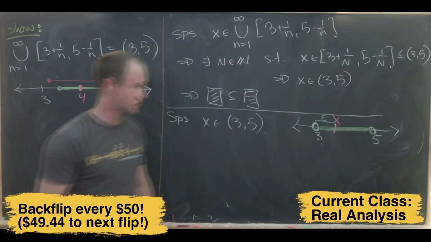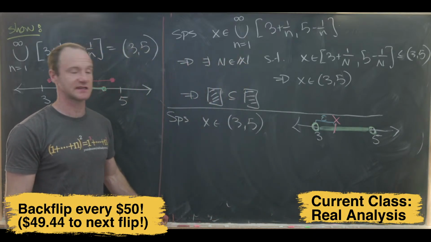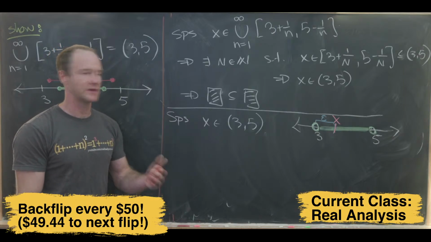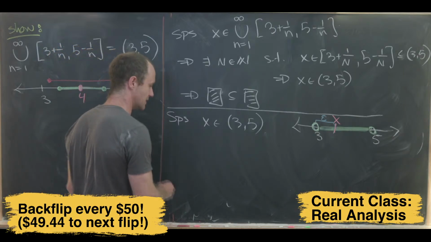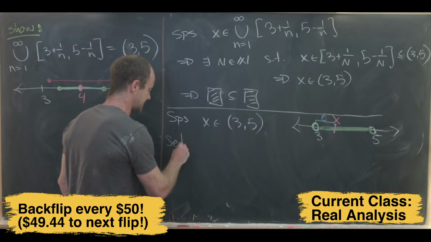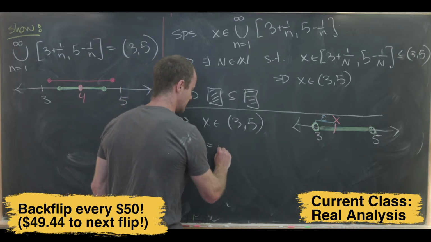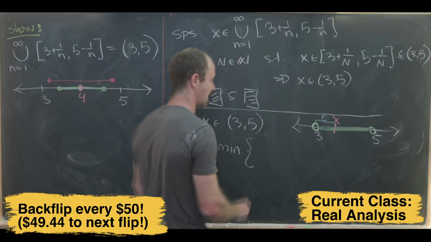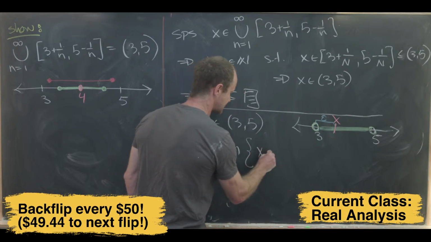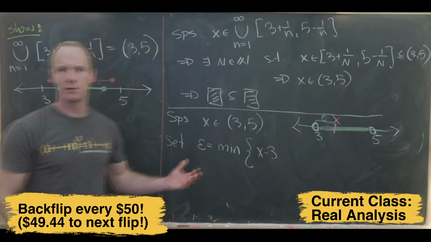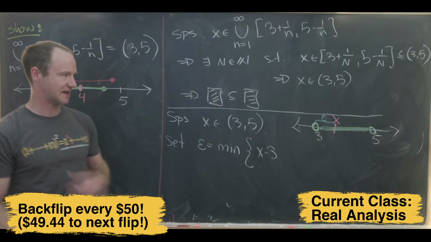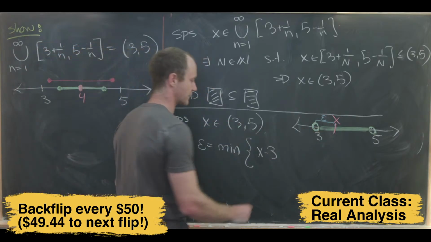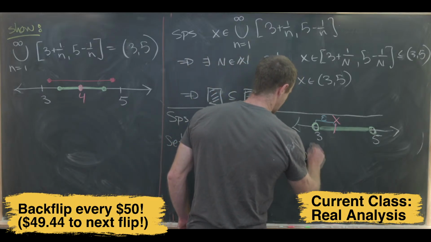So in our picture, that's the distance between x and 3, but it could be the distance between x and 5. How do we encode that in there? We can encode that by taking a minimum. So let's set epsilon equal to the minimum of the distance between x and 3. So that'll be x minus 3. You might say, well, how do I know it's x minus 3 and not 3 minus x? Well, that's because x is bigger than 3 by the fact that it's in the open interval 3 to 5, and 5 minus x.